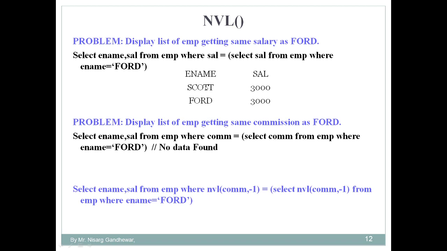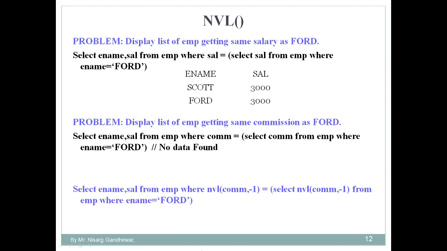Here you can see Scott is getting a salary of 3000 and Ford is also displayed, because in this case every row from the table is compared with 3000, and wherever you find this salary, that row is displayed. That's why you get Scott and Ford both.